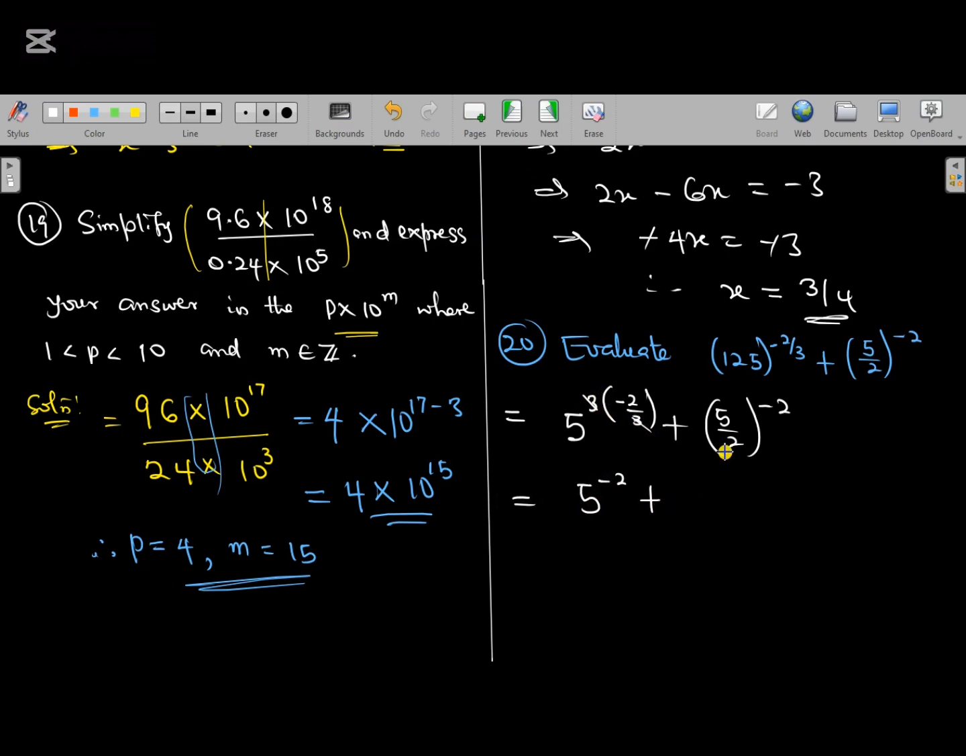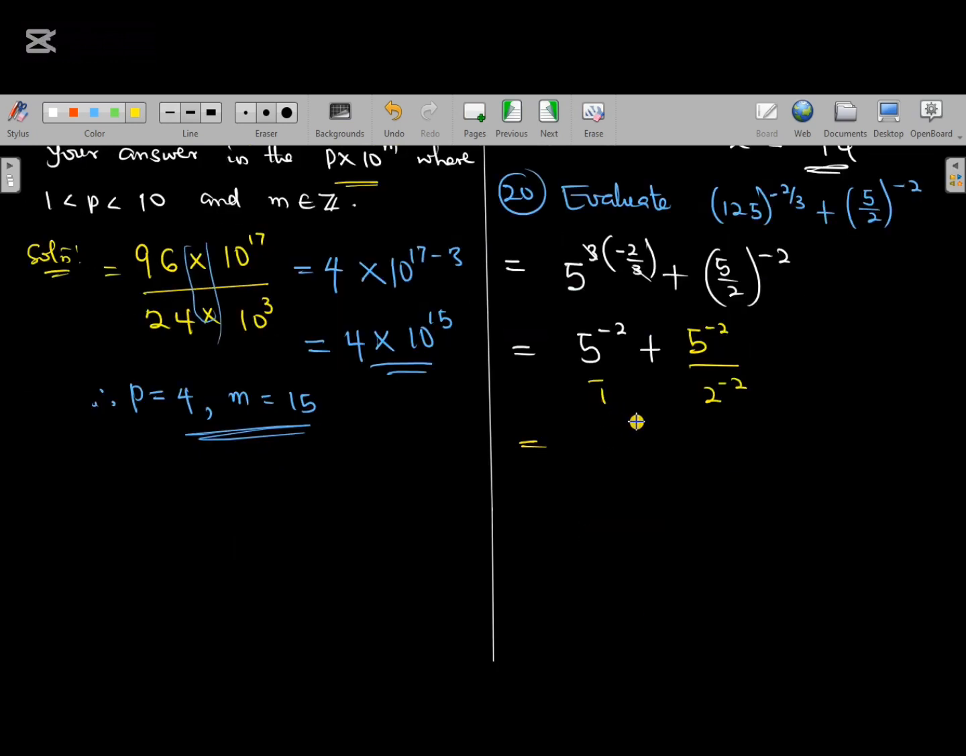At this point, I can choose to distribute the powers on these numbers, and that will give me 5 to the power of minus 2 all over 2 to the power of minus 2. Okay, what would that help me do, and why did I do that? Now this particular question is just like every other maths problem. You can use any and many kinds of approach.